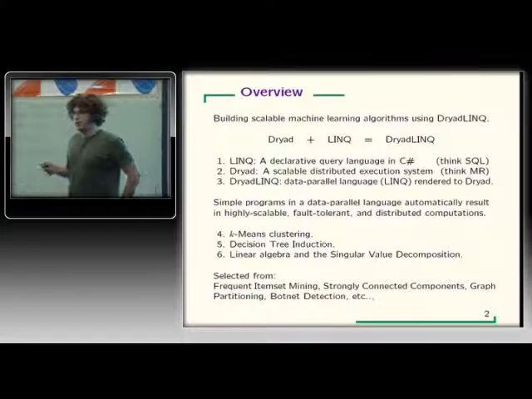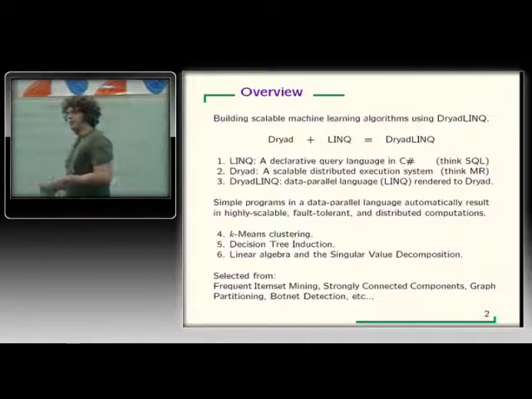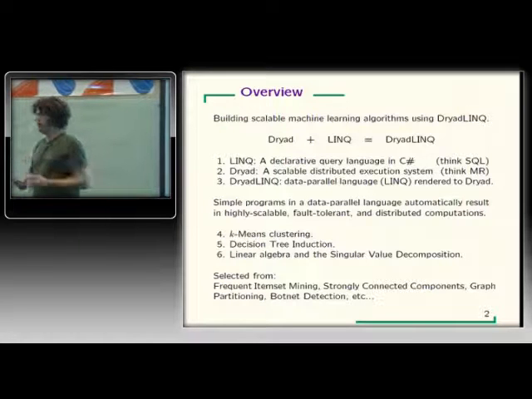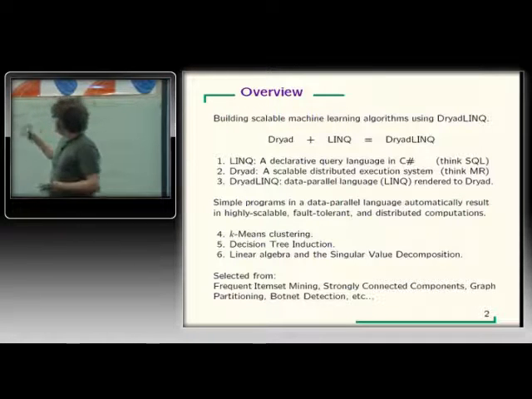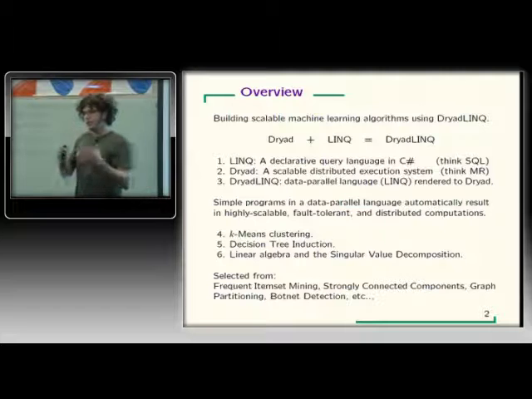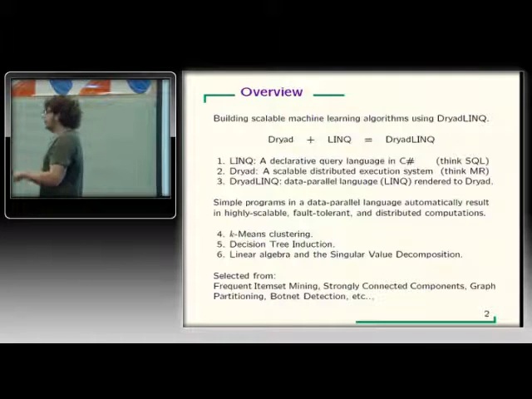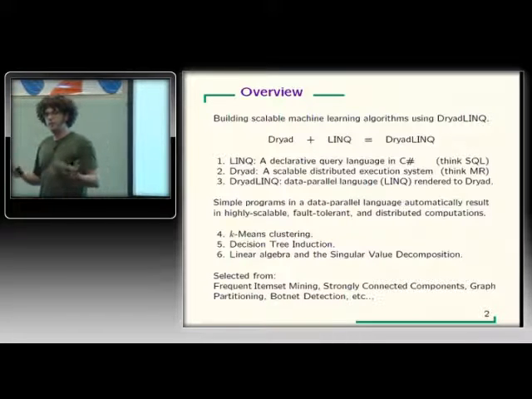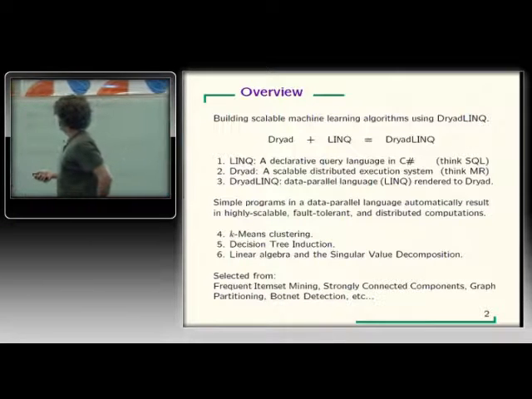Dryad, as we've talked about, is this distributed execution environment. It's a clever system that goes and implements things fairly efficiently, reliably. And DryadLINQ then is essentially a compiler that takes these LINQ expressions and maps them down to Dryad computations, which then execute in a highly scalable, reliable manner.